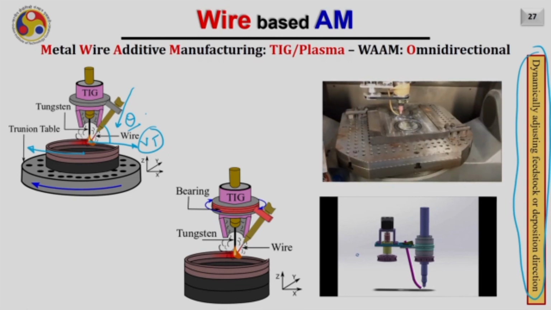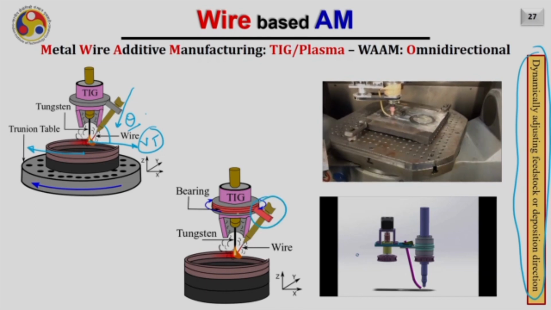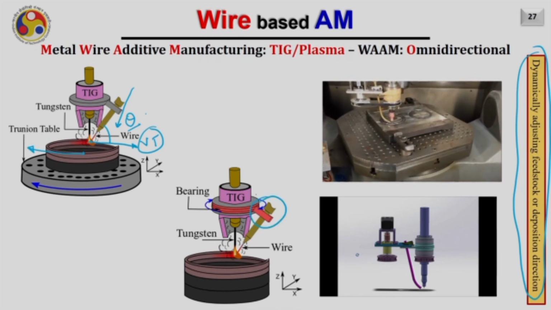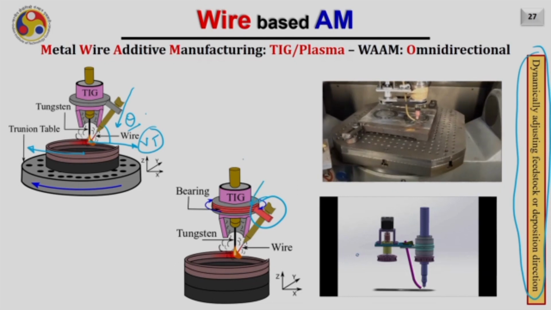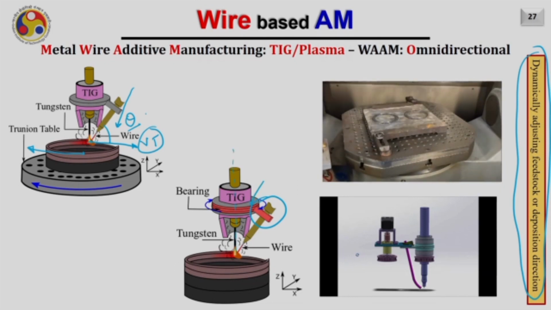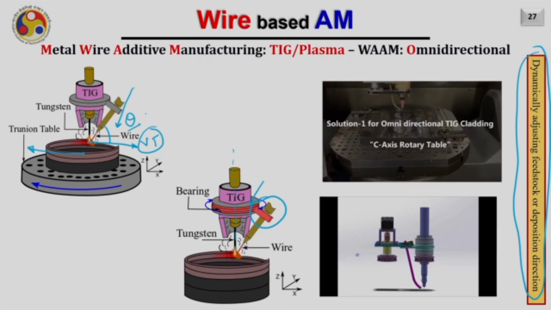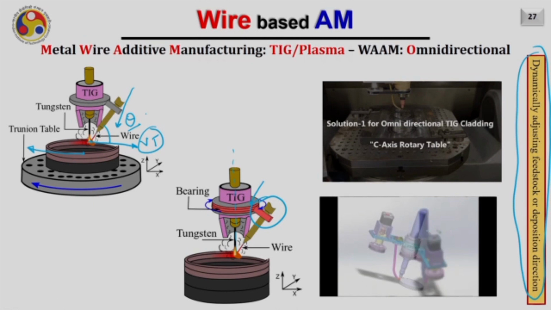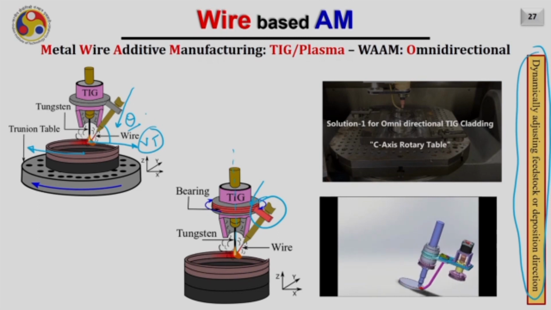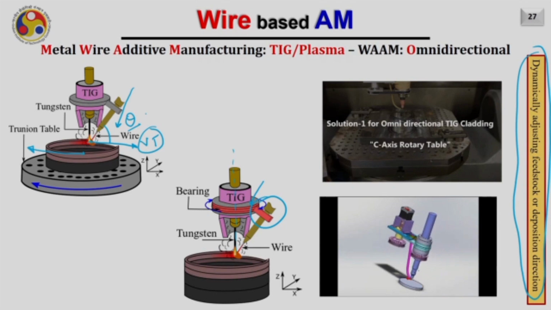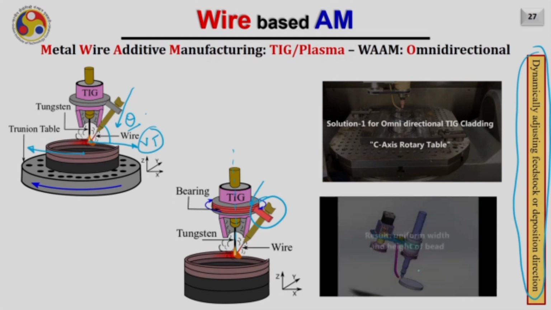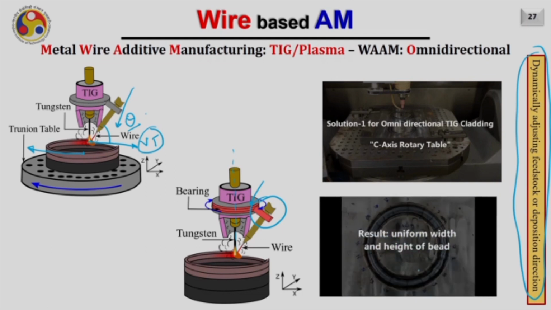Another possibility could be that we rotate the wire feeder itself. The wire feeder in that case will be attached with a bearing on another axis about the axis of the tungsten, and then it will keep on rotating around it accordingly. So this is a CAD model of the same. Here you can see there is a mounting available, and if the motor rotates, based on the motion of the torch, the wire feeder is also changing its position and all the time the feeding mechanism is maintained. This will be called the dynamically adjusting feedstock direction.